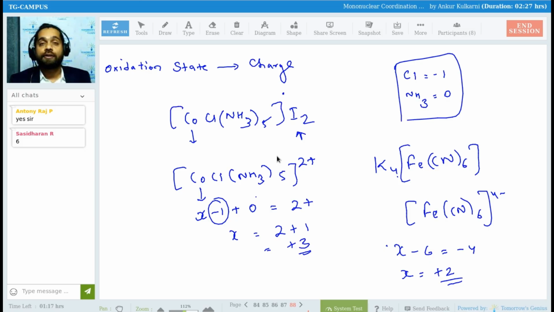Now, at the end of the lecture, I'll be sharing all the possible ligands and all the possible names of those ligands. After we do IUPAC nomenclature, I'll share all the names, or while doing IUPAC only I'll share all the possible ligands. You write it down after the class.